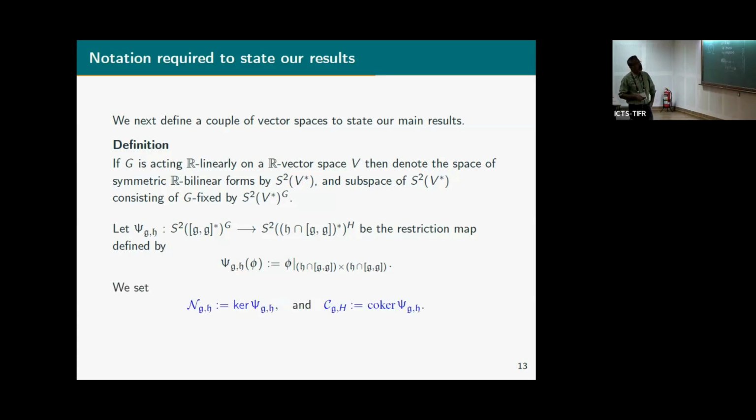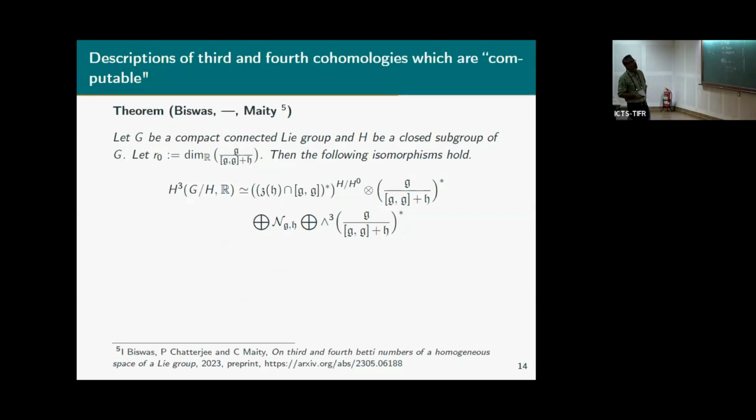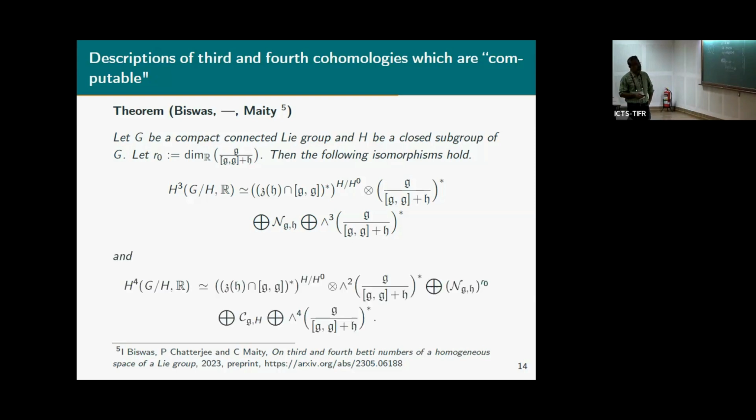And here, N_GH is the kernel, and C_GH is the cokernel, because it involves H. And I'm not assuming H to be connected here. H can be disconnected. Then we have this formula for H3, which says that you can pinpoint the third cohomology of this, and then we have the description of the fourth cohomology.